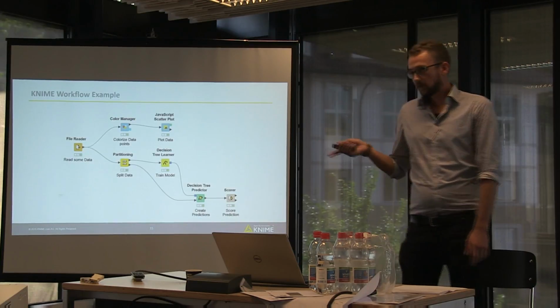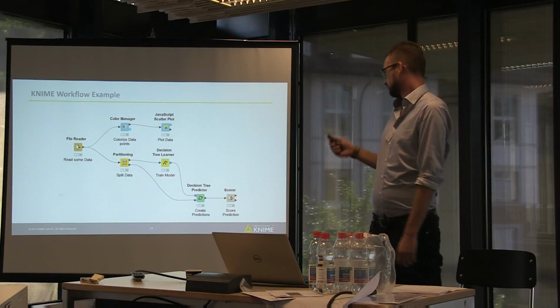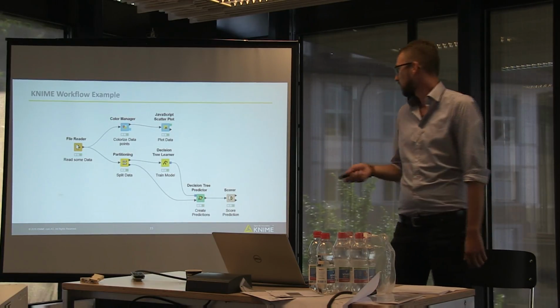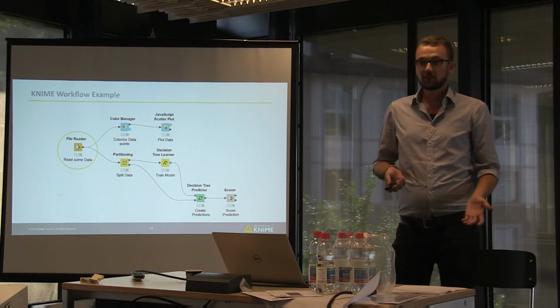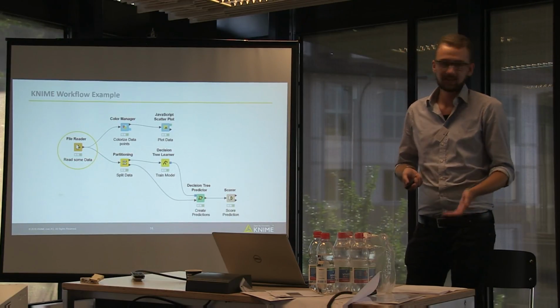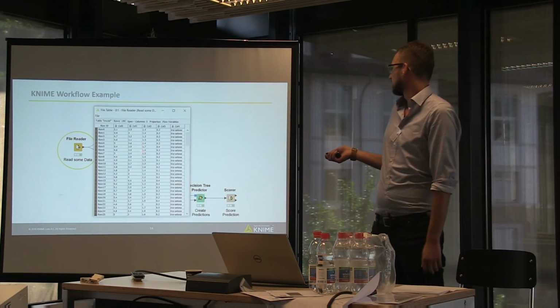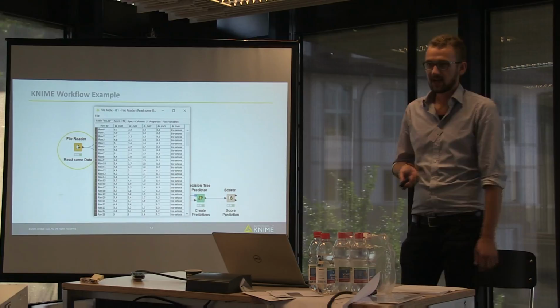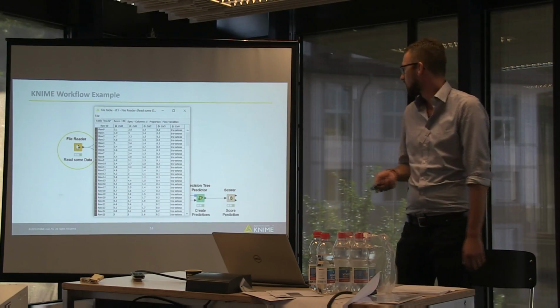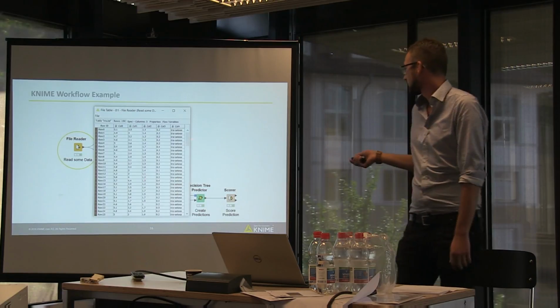So here you can see a basic KNIME workflow, and I just want to show you how this basically works. So for example, you would read in some data using a file reader node. This would point to a text file on your PC and would read it in. This would look like this. So in this example we read in the iris dataset, which I think most of you know, which consists of some numerical features and one class value.